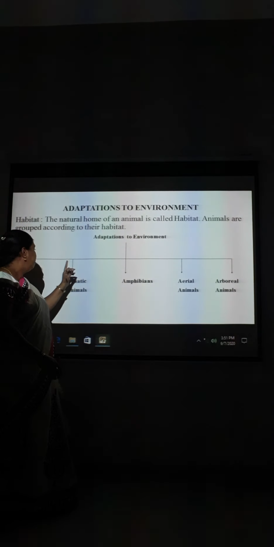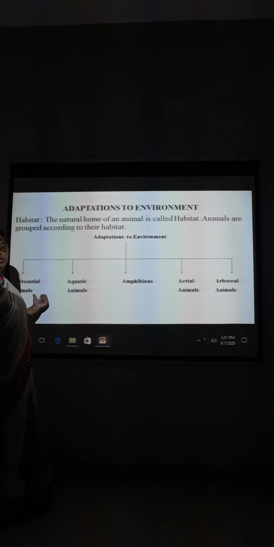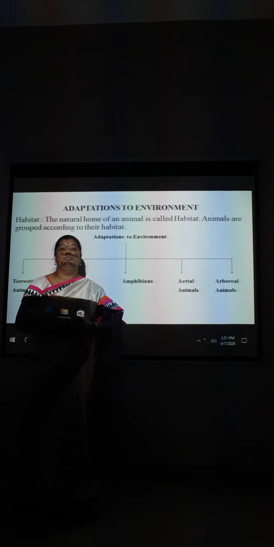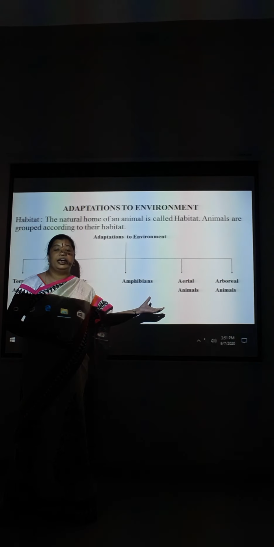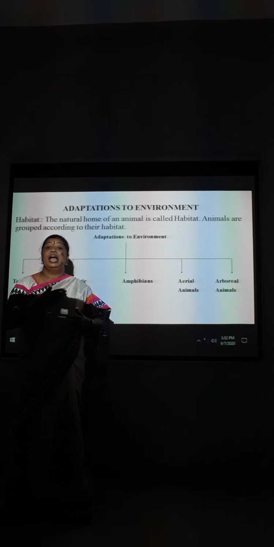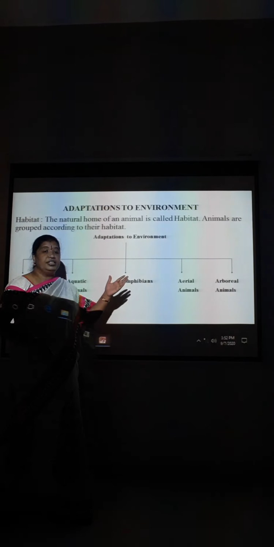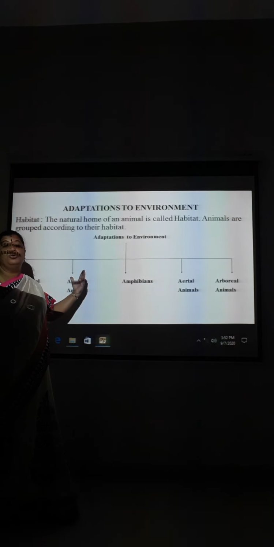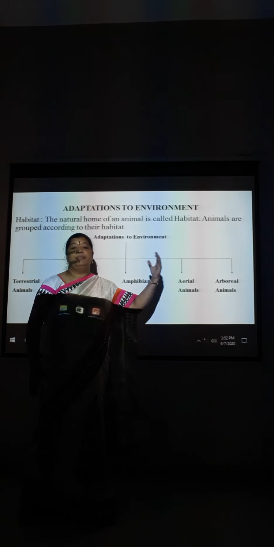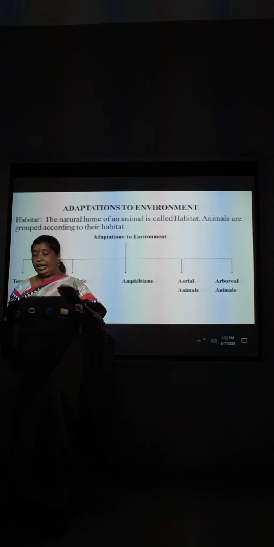So adaptation to environment, animals are grouped into five types. What are those? Terrestrial animals, aquatic animals, amphibians, aerial animals and arboreal animals. These animals are divided according to their homes, that is, the habitat. Habitat is the place where they live. So we can see a few animals are terrestrial, a few are aquatic, a few are amphibians, a few are aerial and a few animals are arboreal. Now let us look into each one in detail.